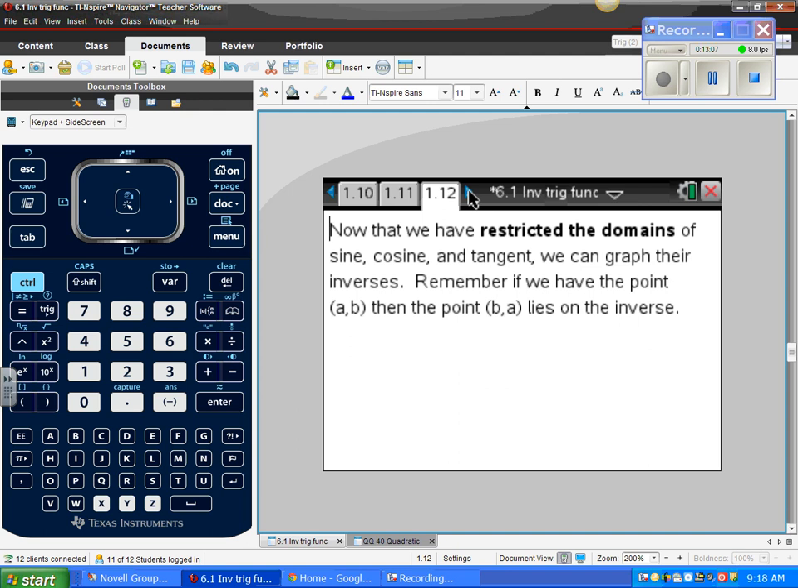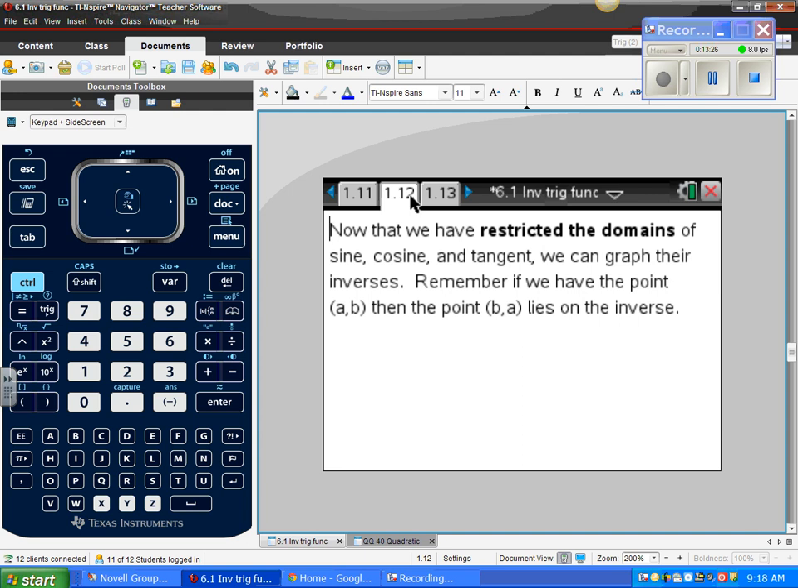Okay, so now that we have restricted domains of sine, cosine, and tangent, we're now able to graph the inverses of these. We know that if we have the point (a, b), the inverse is simply (b, a). So we're switching those values. Now we're going to do it graphically, for the sake of time.